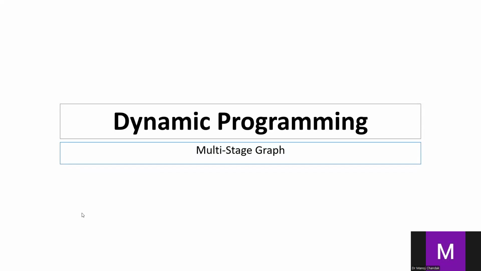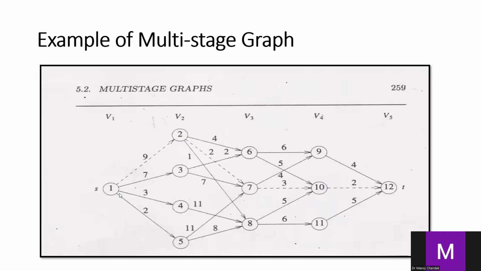In this video, I will explain how to solve the multi-stage graph. So the objective of the problem is to find out the shortest path between source and destination. In this particular slide, you can see that there is vertex 1 as source and vertex 12 as destination.